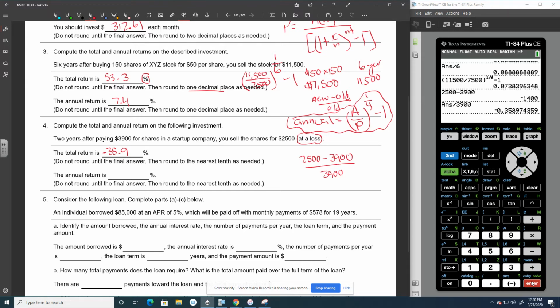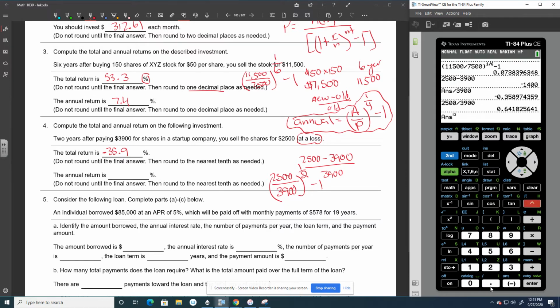And then the annual return, we're going to use that same formula. We're going to put the 2,500 on top. We're going to put the 3,900 on the bottom, and we're going to raise that to the, let's see, this is over 2 years. So 1 over 2 minus 1. So we're going to do 2,500 divided by 3,900. I'm going to hit enter, and then I'm going to raise that to the 0.5. I'm going to hit enter, and then I'm going to minus 1. So that means that each year I'm going down 19.9.